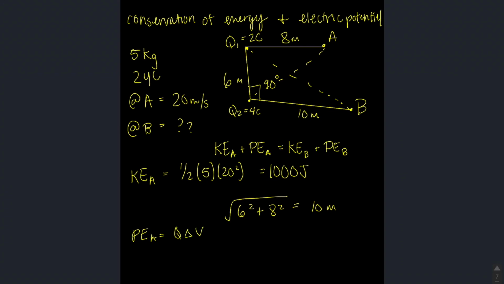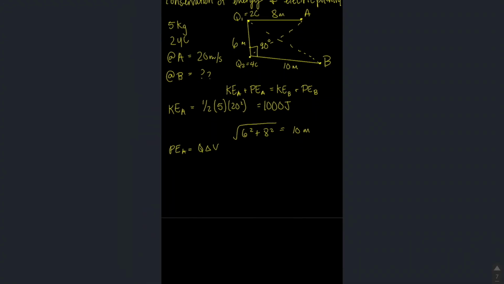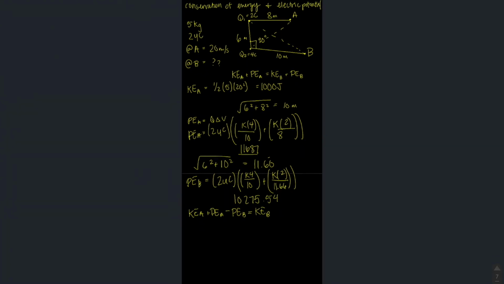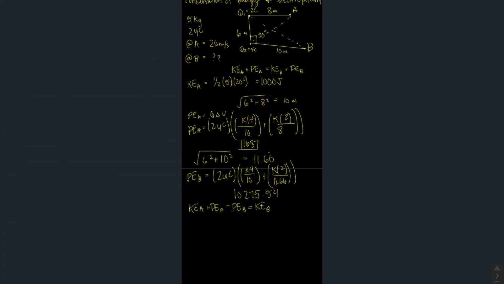Let's solve for potential energy A. To find this, we do Q times change in V. So we have Q equaling 2 microcoulombs times K times 4 over 10 plus K times 2 over 8, equaling 11,687. Now we have to find the distance from Q1 to B. So we do 6 squared plus 10 squared, take the square root, and you get 11.66. So let's solve potential energy at B. 2 microcoulombs times K times 4 over 10 plus K times 2 over 11.66. And this will result in 10,275.54.